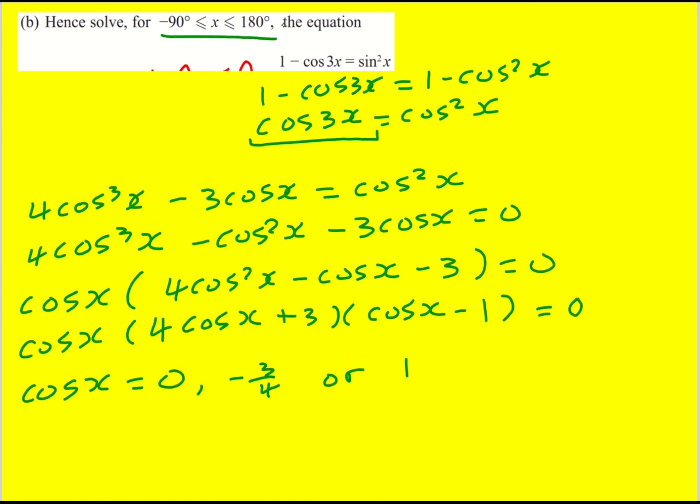We're solving between minus 90 and 180. I'm just going to draw the cos graph for this interval. So it starts like that, so it looks like this. Okay, and that's the whole graph. So where is it equal to 0? It's going to be here and here, minus 90 or 90.